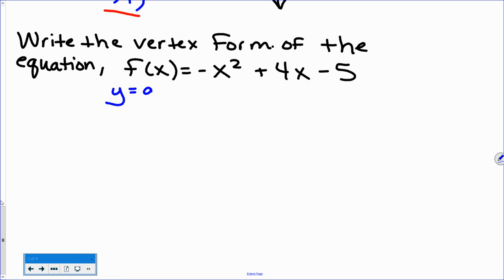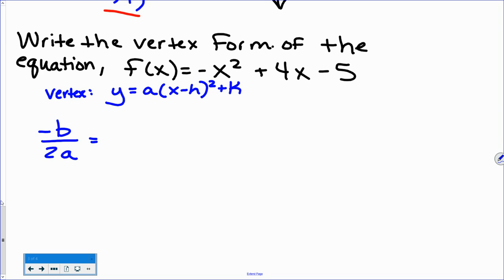So as a reminder, y equals a times the quantity x minus h squared plus k, that's my vertex form. The important thing for vertex form is I need the vertex, right? I need those numbers for h and k. So we will need to calculate the vertex, and then we can fill those in.